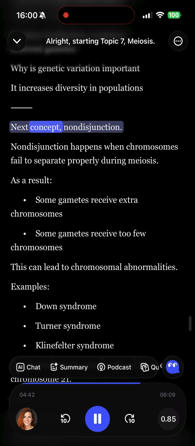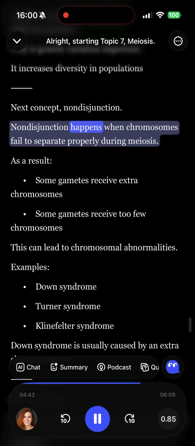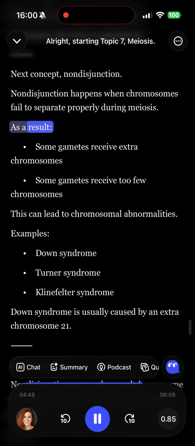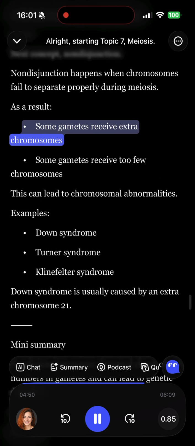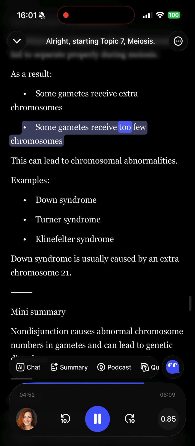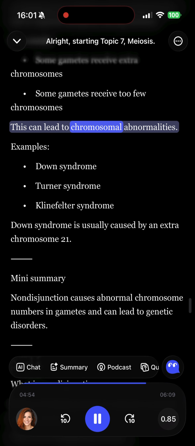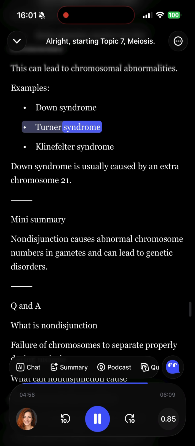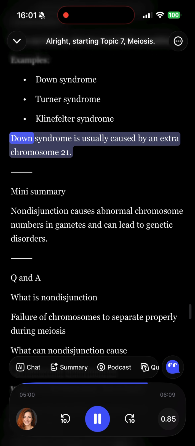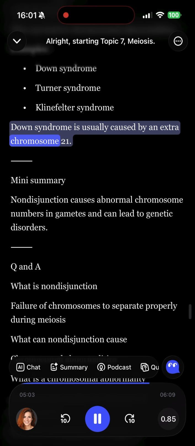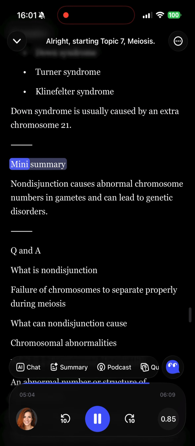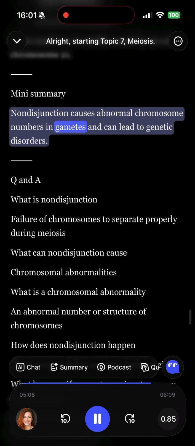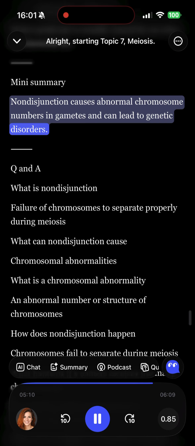Next concept, non-disjunction. Non-disjunction happens when chromosomes fail to separate properly during meiosis. As a result, some gametes receive extra chromosomes. Some gametes receive too few chromosomes. This can lead to chromosomal abnormalities. Examples: Down syndrome, Turner syndrome, Klinefelter syndrome. Down syndrome is usually caused by an extra chromosome 21. Mini summary. Non-disjunction causes abnormal chromosome numbers in gametes and can lead to genetic disorders.